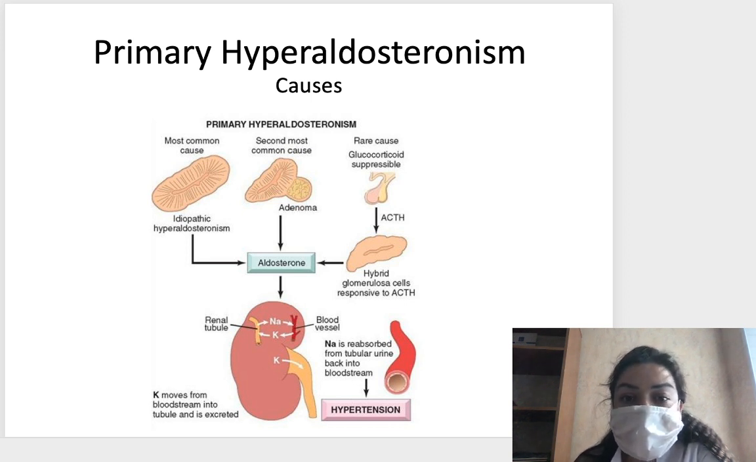And a rare cause is the glucocorticoid-suppressible form, with suppression of ACTH, with hybrid glomerulosa cells responsive to ACTH that affects production of aldosterone. And you remember that aldosterone is a chemical that takes part in one of the most important regulatory systems in our organism. It is the renin-angiotensin-aldosterone system that functions in the kidneys.